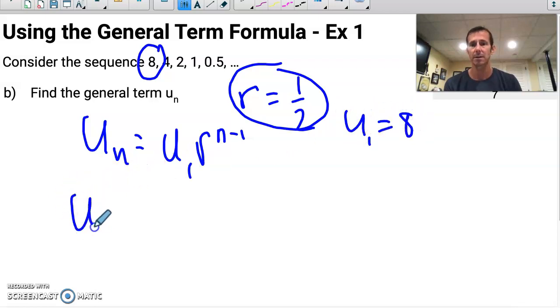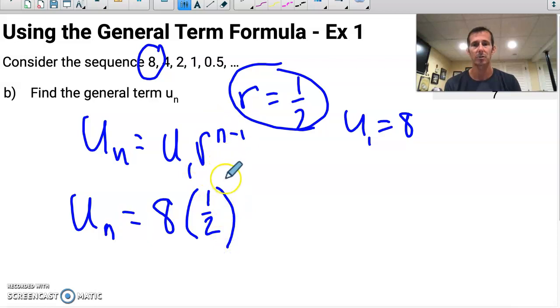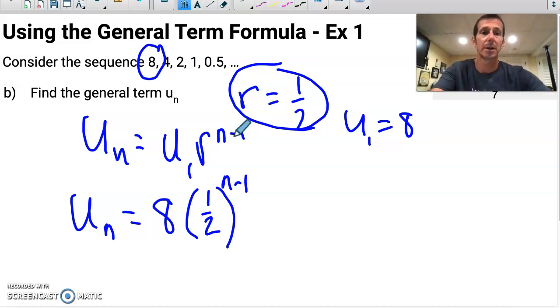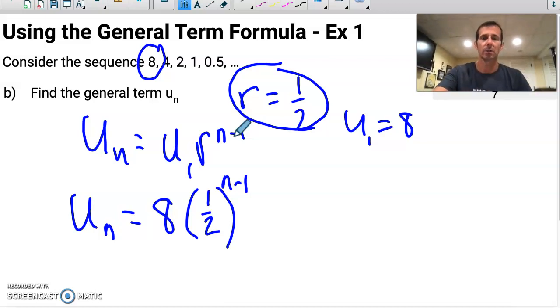So I can write this very quickly now. 8 goes in for the first term. I'm going to put the 1/2 in parentheses only because it's a fraction, and that gets raised to the n-1. Boom. That's it. That's all I have to do. And that is the answer to B. That is the general term of the equation. You don't have to do anything else. That's what it wants when it wants the general term or the formula to find any given term.